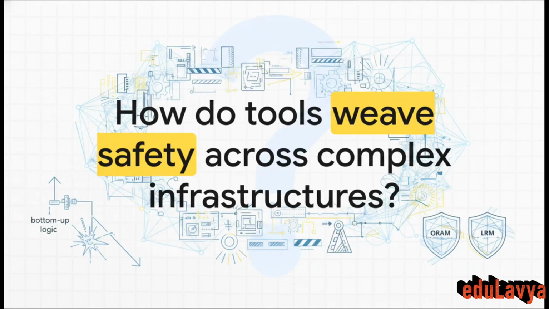Which really leaves us with this final, powerful thought to consider. By combining bottom-up logic that examines the smallest trackside relays with top-down deduction analyzing catastrophic top events, and then layering on highly specialized tools like ORAM and LRM, we have to ask, how exactly do these analysis tools weave an invisible safety net across the complex infrastructures we rely on every day? It is genuinely a marvel of modern engineering. Every safe journey you take is built on this hidden foundation of rigorous hazard analysis.